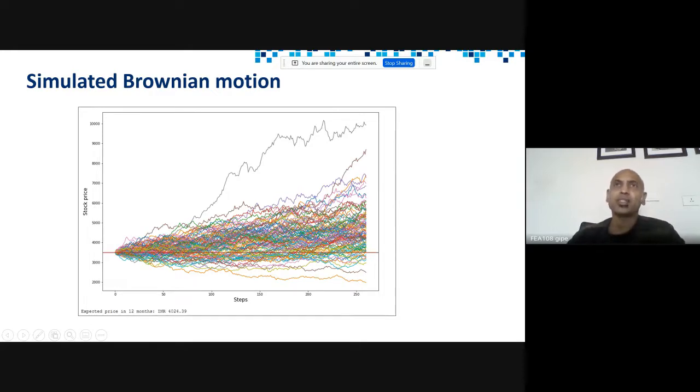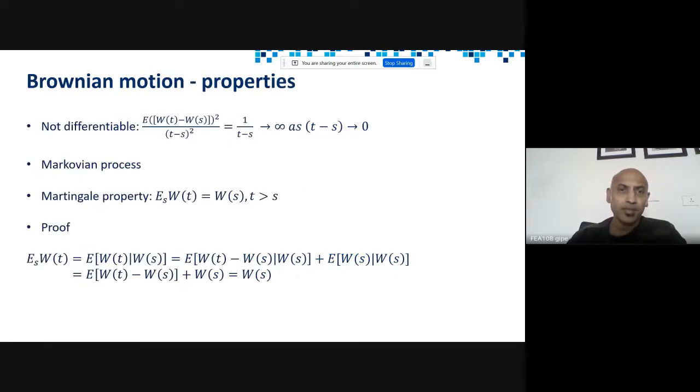What is a Markovian process? In a Markovian process, everything is dependent on the starting point, right? And then there is a Martingale property. The expected value of the next thing is dependent on the last thing, for all t greater than s. And you can actually prove the Martingale property. Especially those who have done their maths, you can prove it without any fancy thing. There are no derivatives, there's nothing.